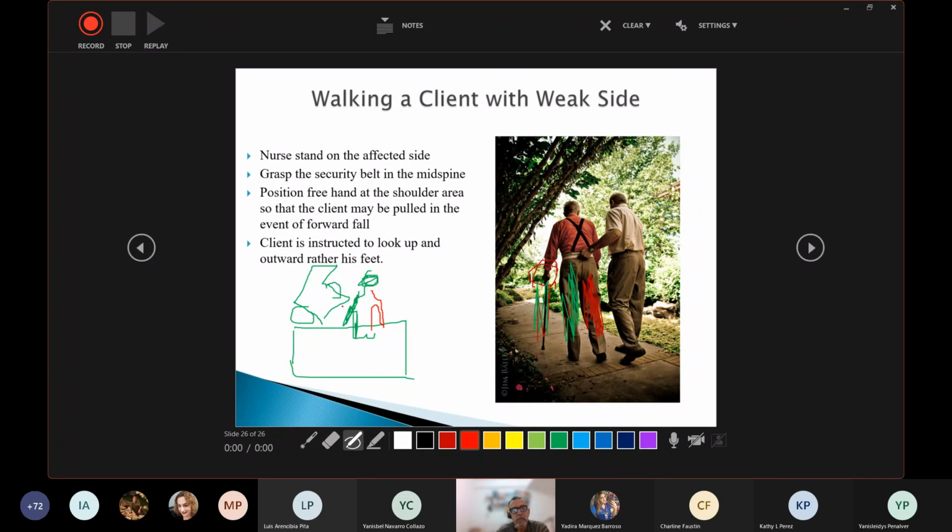Please place the chair toward the strong side. So when the patient is getting out, they can help by holding the arm of the chair with the strong arm. This is the rationale, so you will never forget.